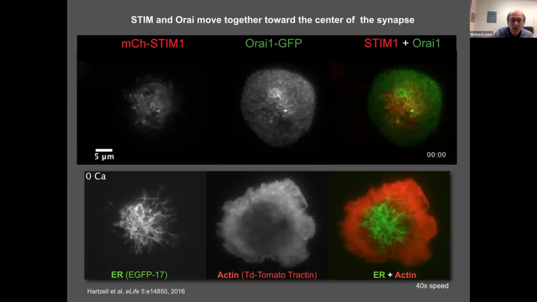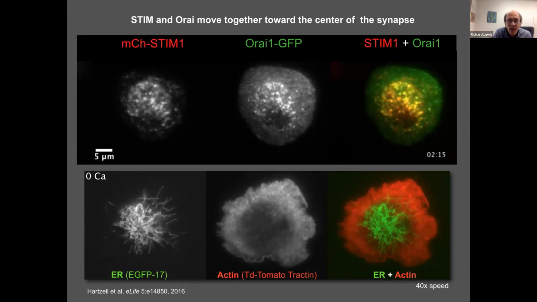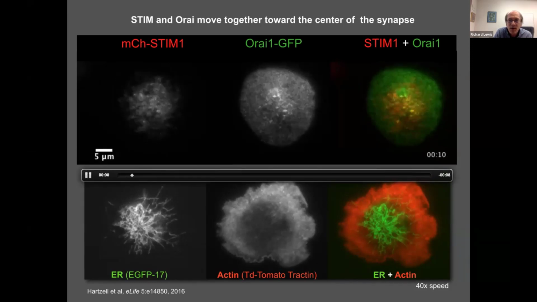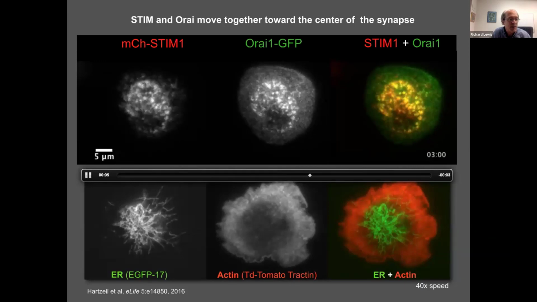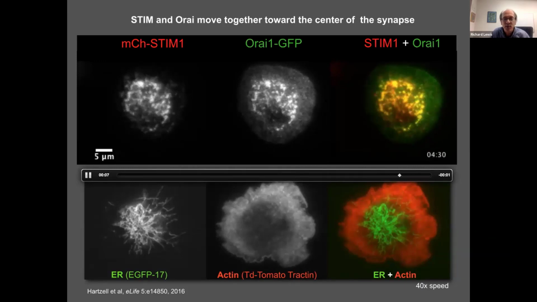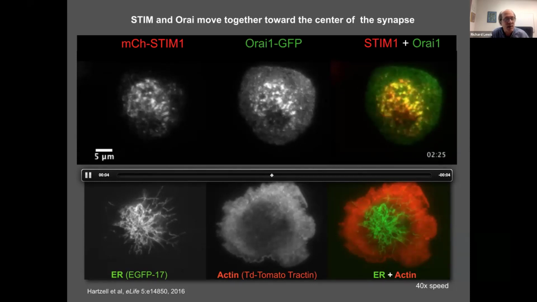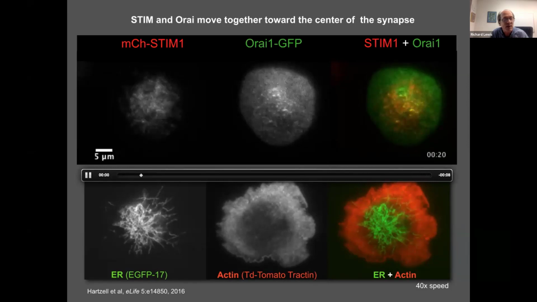Now, this movement of actin appears to confine the ER and STIM and Orai to the center of the synapse, such that newly formed STIM-Orai clusters at the periphery of the synapse can be seen to move inward towards the center. Now, the particular function of these highly localized channels is not yet known, but it coincides with the location of exocytosis and endocytosis at the junction with the antigen-presenting cell. So it's tempting to think that they're positioned in this way to optimize those activities.